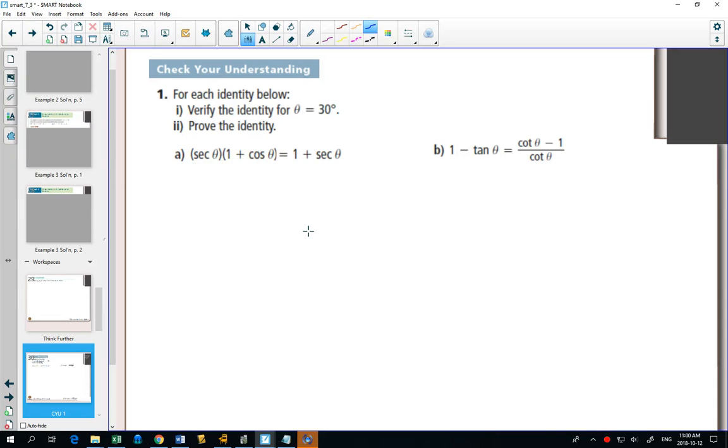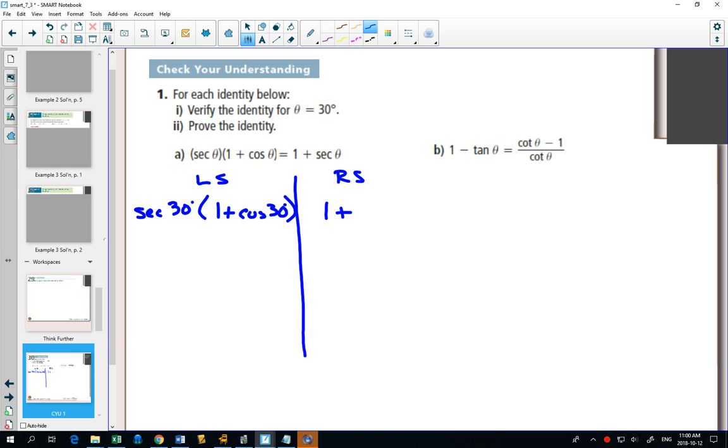First of all, this question asks two things. It asks to verify the identity for 30 degrees and then prove the identity. Now, verifying an identity is kind of annoying because you have to still do the left side and the right side, but you plug in the angles. So you would have secant of 30 degrees times 1 plus cos of 30 degrees on the left side. On the right side, you have 1 plus secant of 30 degrees.